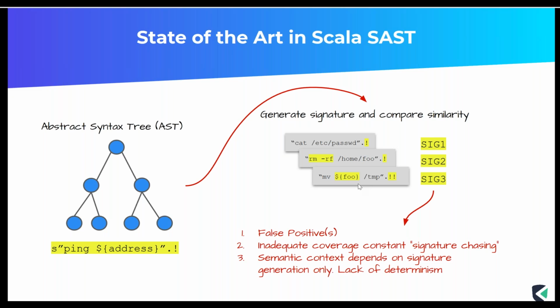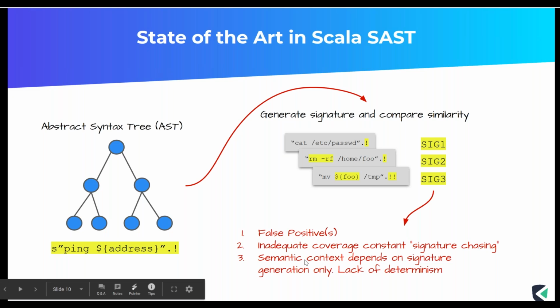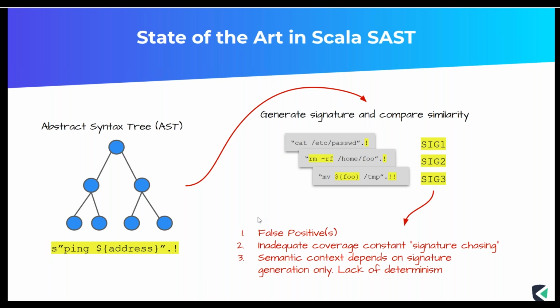So there's not much determinism in this approach also, and obviously there's a lack of semantic context. We do not know when this was generated, or in which context this statement was being made. We do not know that. So are there any solutions to it, or what can happen?